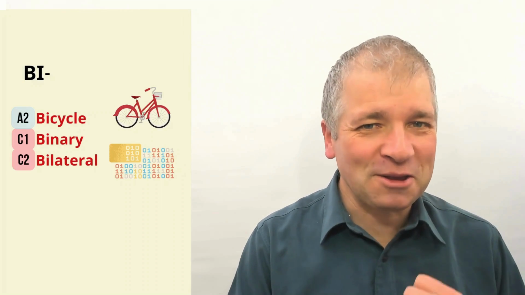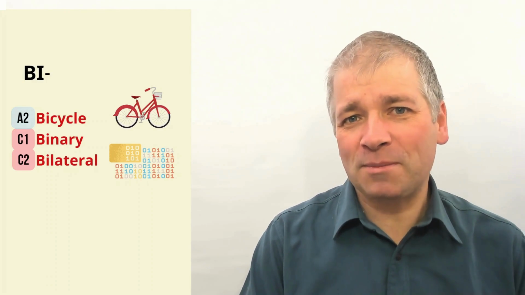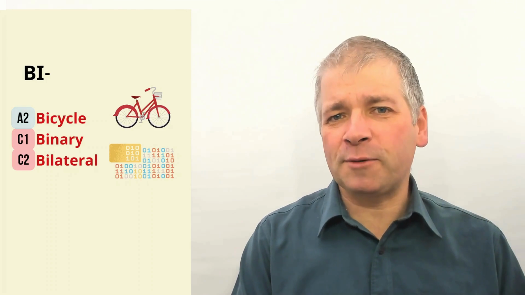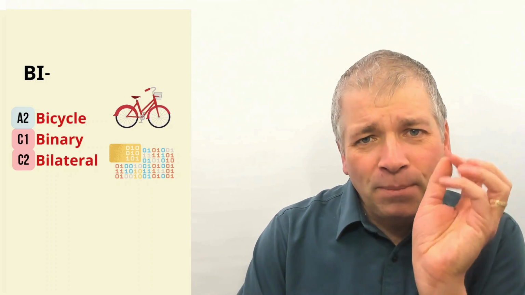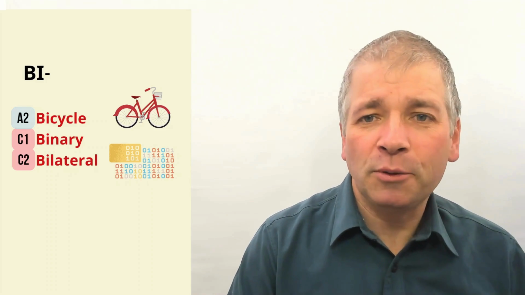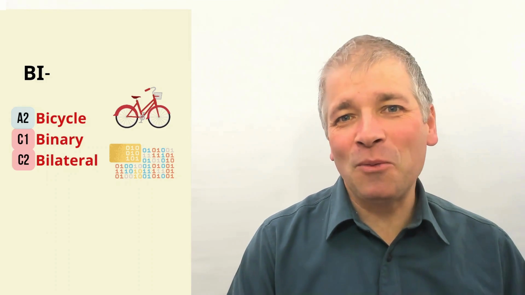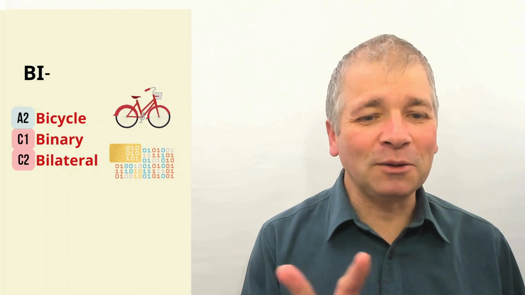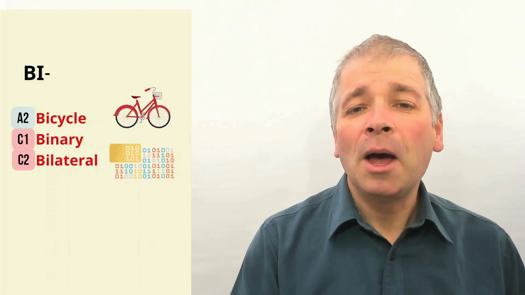Another common way to start words that mean two is to use by. Lots and lots of words begin by, and this by, bi, means two. Here's some examples. Bicycle, remember we looked at unicycle, which was 1 wheel. Now bicycle has 2 wheels.